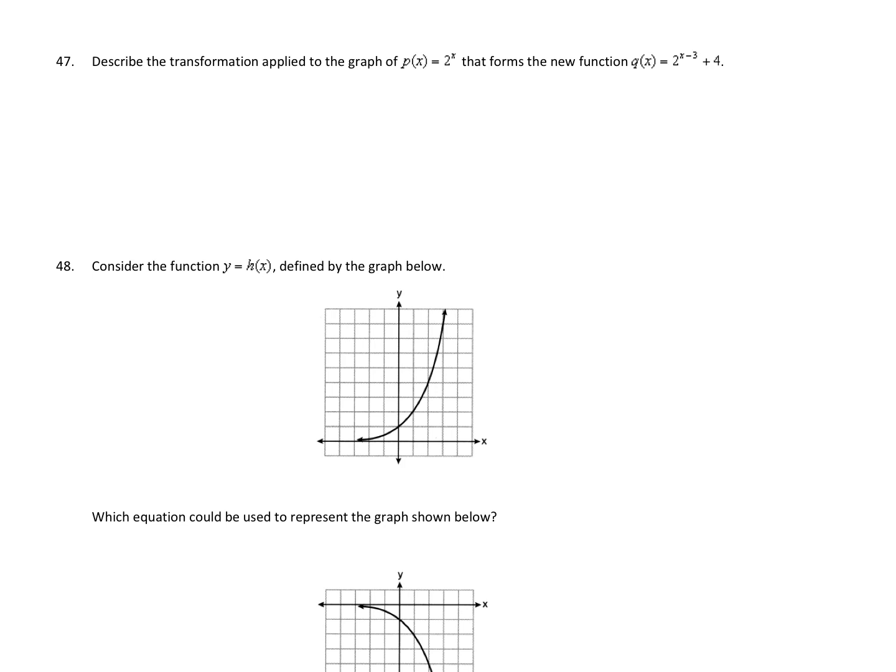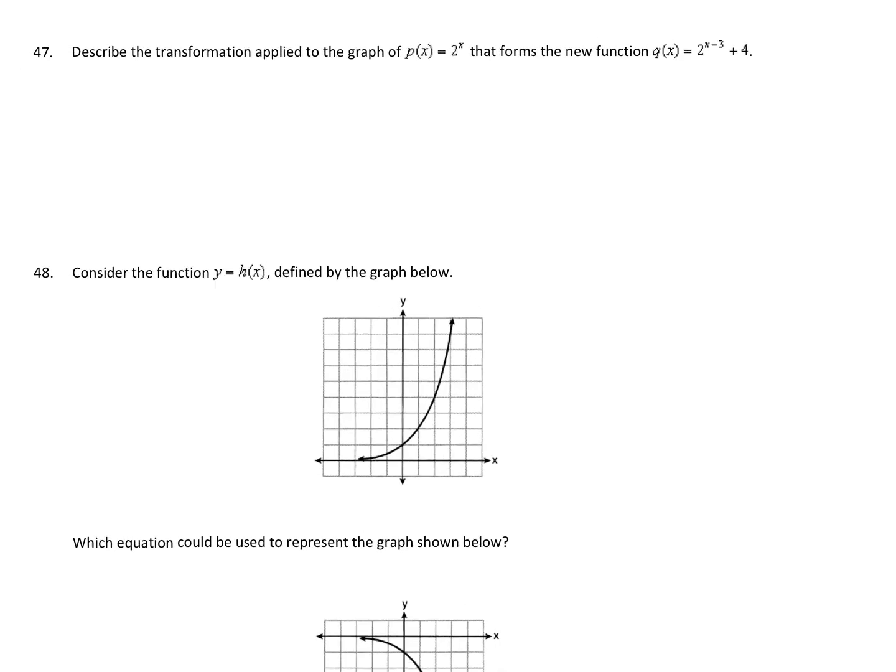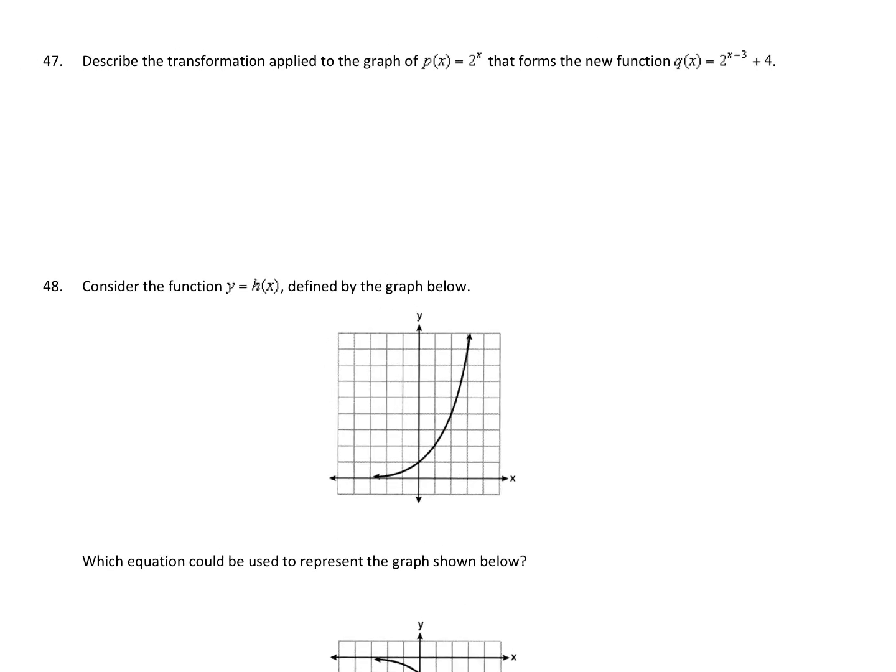Okay, so in 47, they just wanted us to describe the transformation of really what happened to go from P of X to Q of X. Okay, so we could see right here, see how this just says 2 to the x? Well, within this function, right, within the exponent, we subtracted 3. So remember, if you're subtracting a number within the function, that's going to bring you to the right. So this is bringing us to the right 3 units.